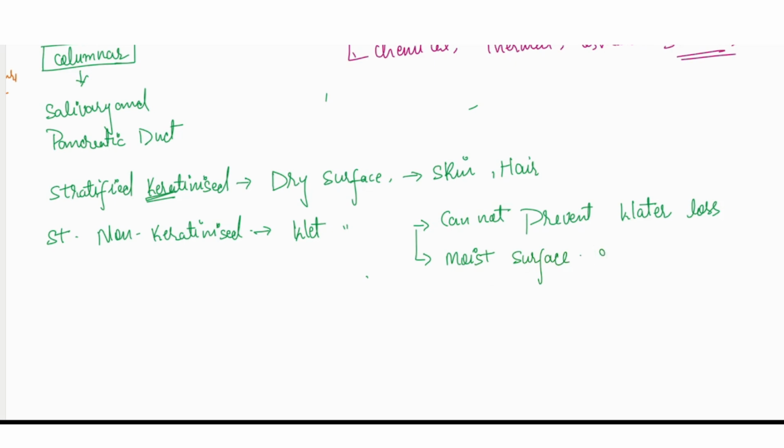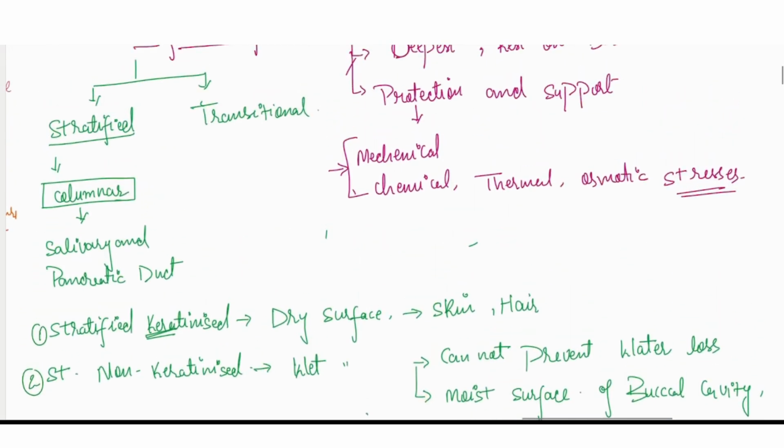It would be the moist surface of the buccal cavity, pharynx, and esophagus I am writing. It is not that it is available only in these places; it can be available in other parts also. So that is about the stratified epithelium: compound stratified keratinized epithelium and compound stratified non-keratinized epithelium.